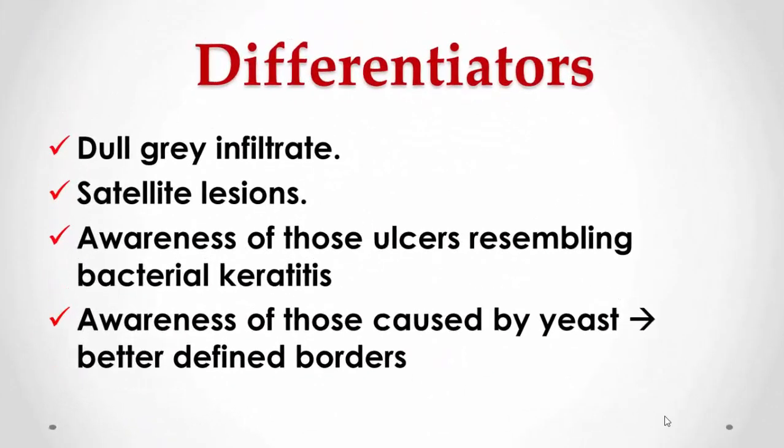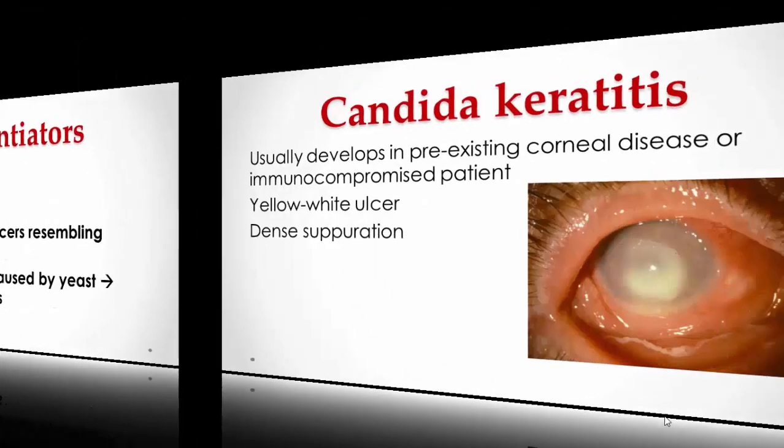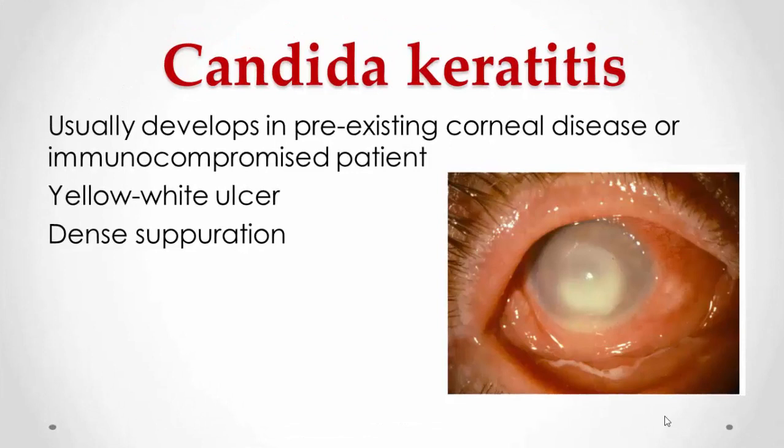Differentiators of fungal keratitis. Usually it is characterized by dull gray infiltrates and satellite lesions. We should be aware that these ulcers can be mistaken for bacterial keratitis, and we should know that ulcers caused by yeast usually have well-defined borders. Candida keratitis usually develops in pre-existing corneal disease or in an immunocompromised patient. Usually it is a yellowish-white ulcer with dense suppuration.